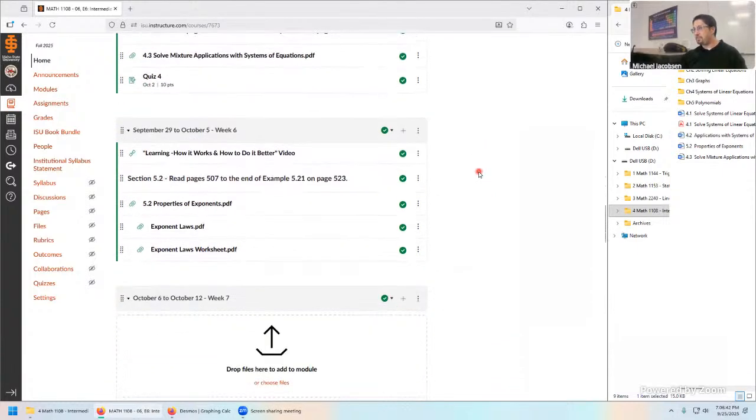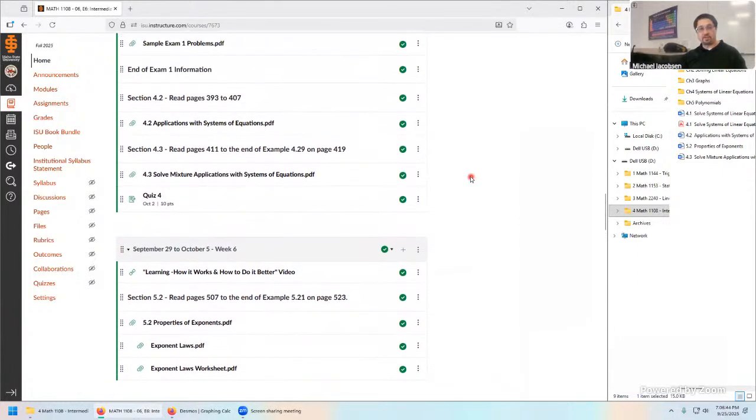Chapter 5 is returning to more of what an algebra class is going to really look like. We're going to do selected sections here, starting in section 5.2, dealing with properties of exponents. Exponents are things that people in this class can sometimes be really fluent in, or you might be pretty rusty in it.